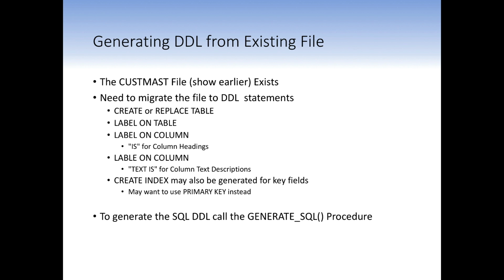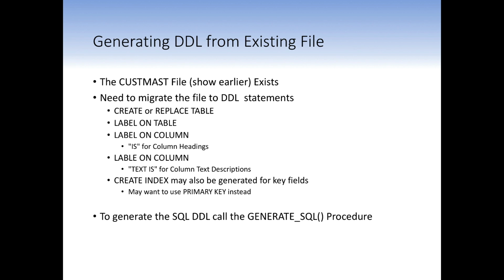All right, let's go ahead and run this. We're going to do the customer master file shown earlier. It already exists, so we want to migrate the DDS to DDL, and we want to produce a create or replace table statement, followed by a label on table statement, followed by a label on column IS for column headings, followed by a label on column TEXT IS for the column text description, and then it's going to generate a create index for the key field. Now, we probably don't want it to do that, so we may go in and edit the source code and change it to use a primary key, and I'll show you that.